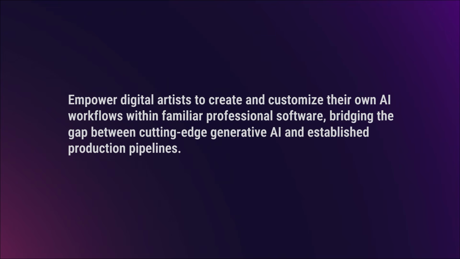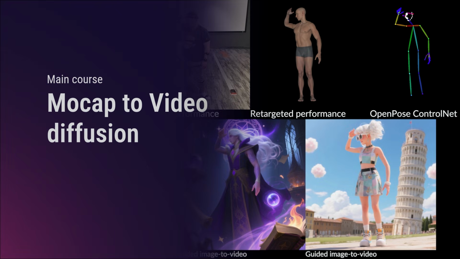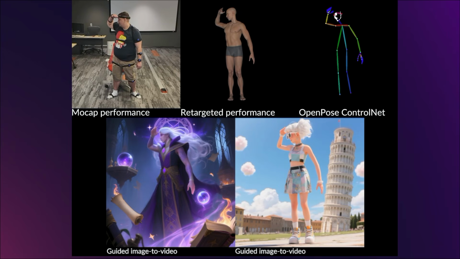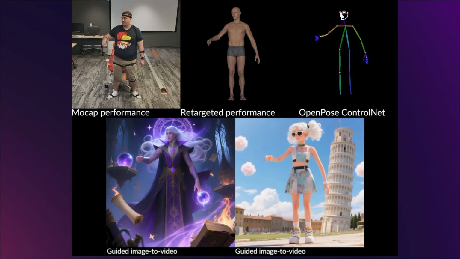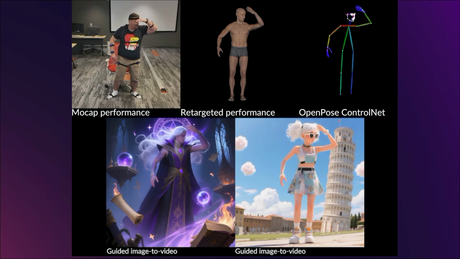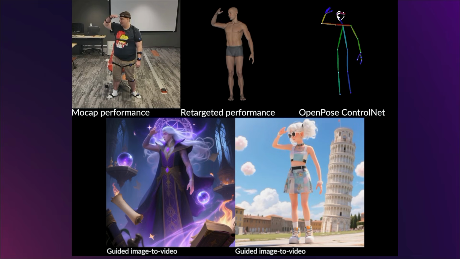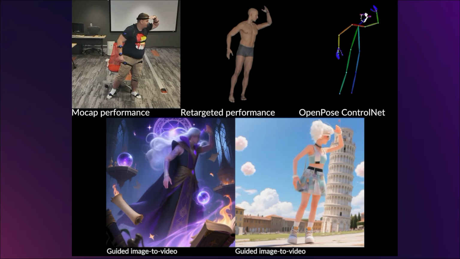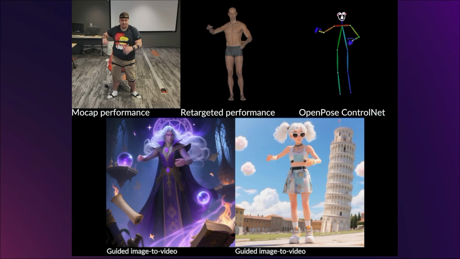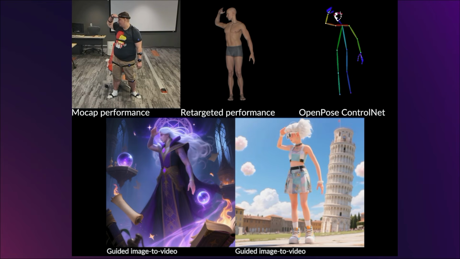The idea I have for this project is to empower digital artists to create and customize their own AI workflows within a familiar professional interface, bridging the gap between cutting-edge GenAI and established production pipelines through Houdini. The main course of the day is this pipeline that uses mocap to guide video diffusion. All right, so that's the video. On the top, it's our mocap performance. Then we bring it to Houdini to adjust the pose and not be constrained only to my body shape. Then we analyze the performance to create a skeleton that can control GenAI. And then we use that skeleton to guide the diffusion process for video, which allows us to move any character that you desire.